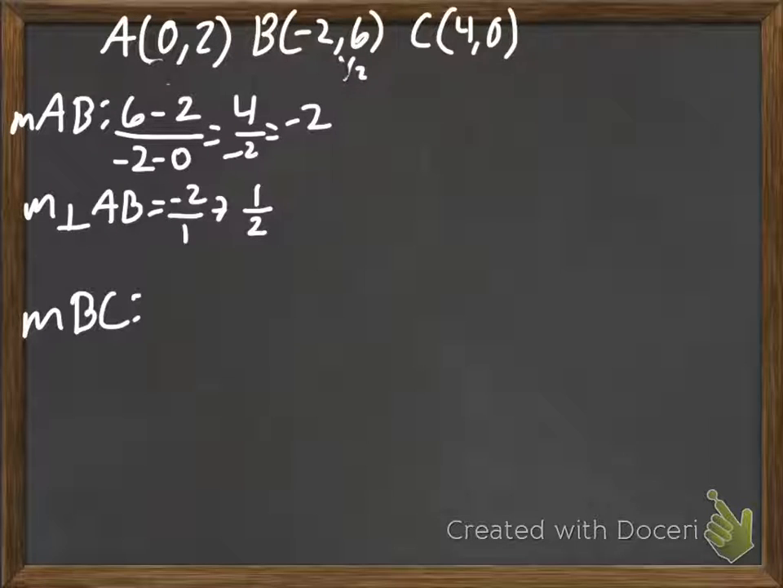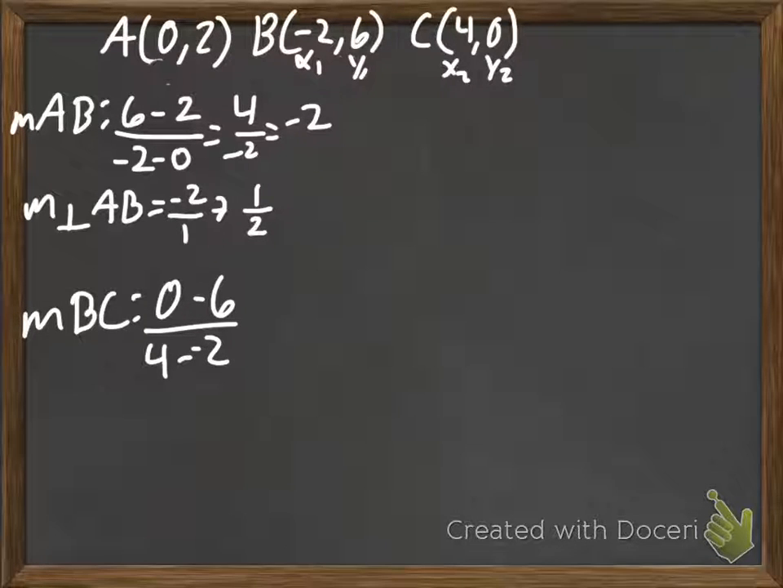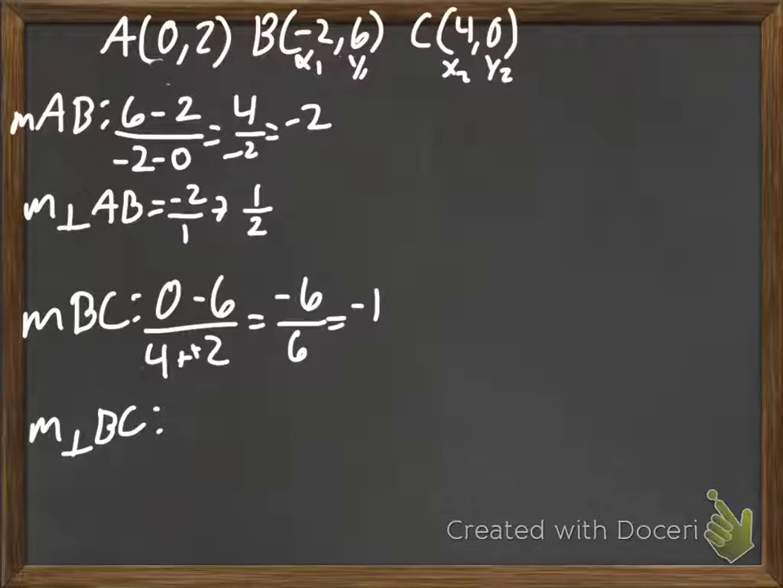So erase, erase. This becomes my x1, y1. This becomes my x2, y2. So we're going to do 0 minus 6 divided by 4 minus negative 2, which goes to negative, change to a positive, so we get negative 6 divided by 6, which is negative 1. So the perpendicular slope for BC is going to be 1 over 1, which is just 1.